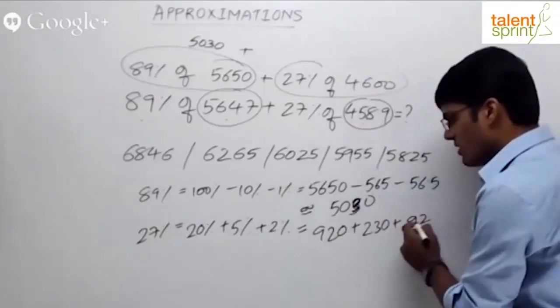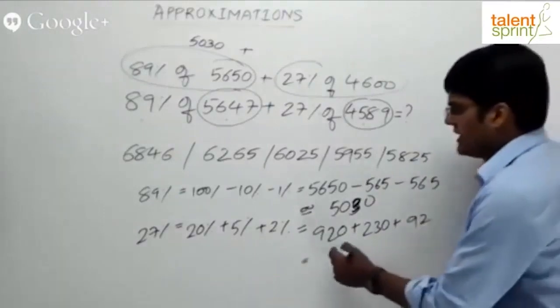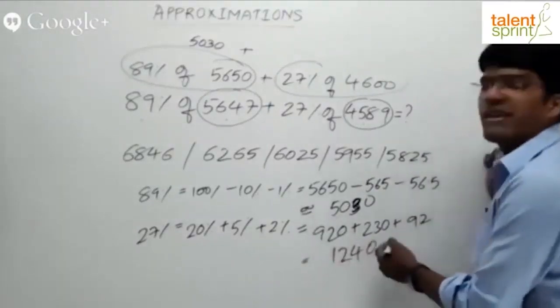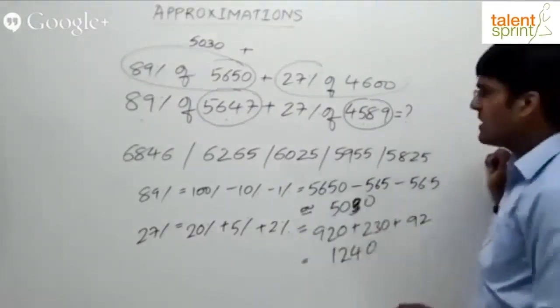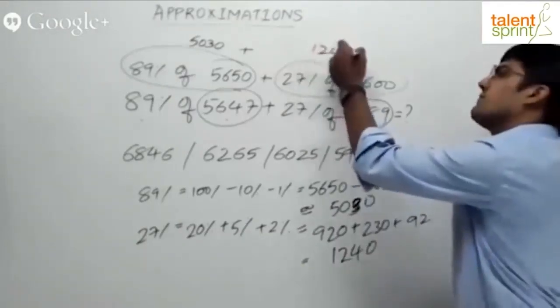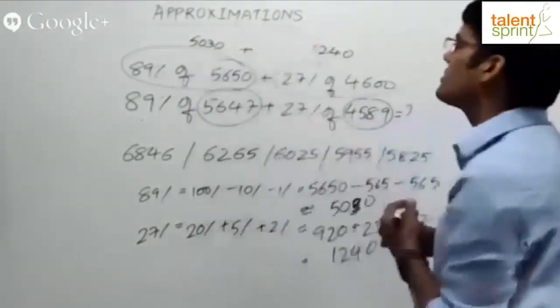How much will that be? 1150 plus 92. Can you take it as 1240? Approximately. In fact, 1242, 1240. So this part is 1240. Now add 5,030 plus 1240.